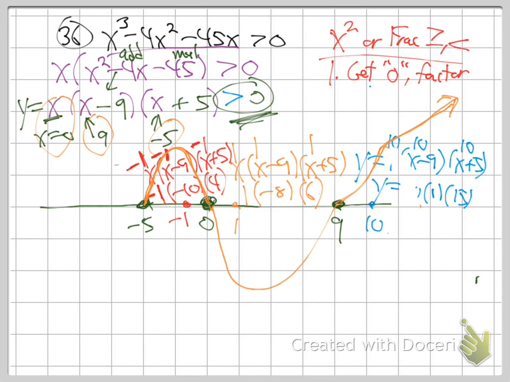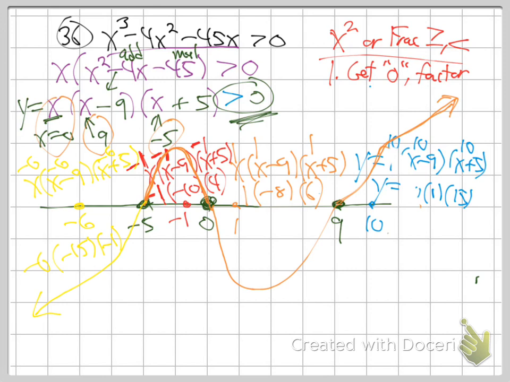Okay, and now what does it do over there? To the left, plug in something like negative 6. And let's see what we get. Into x, x minus 9, x plus 5: negative 6, negative 6, negative 6. You're going to get negative 6 times negative 15 times negative 1. 3 negatives? You get a negative. All right, so there's the graph.